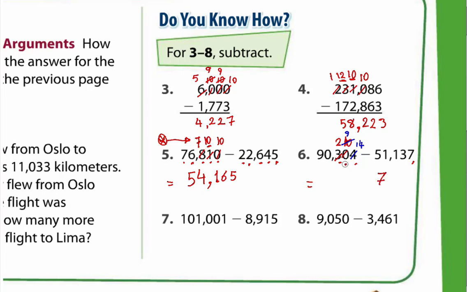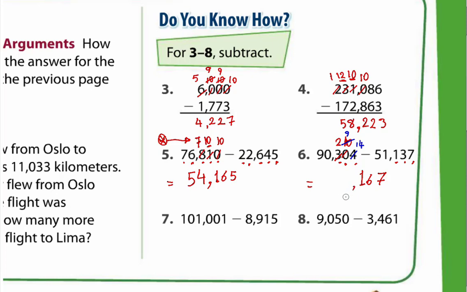And now the tens is 9. 9 minus 3, 6. And the hundreds is 2. 2 minus 1, 1. Good.